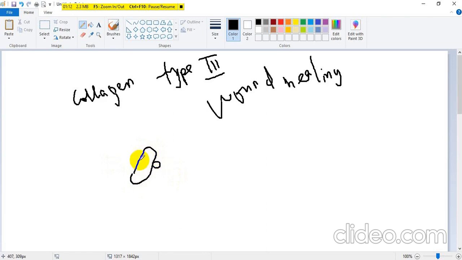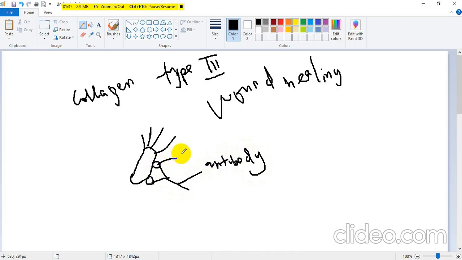So this is the organism that we are seeing. This is its flagellum, or flagella. Then we have the antigens here. So an antibody is this. It will come and bind. This is the antibody. This antibody will come and bind to this antigen. It will also bind with another leg. The second leg will also bind to this antigen.